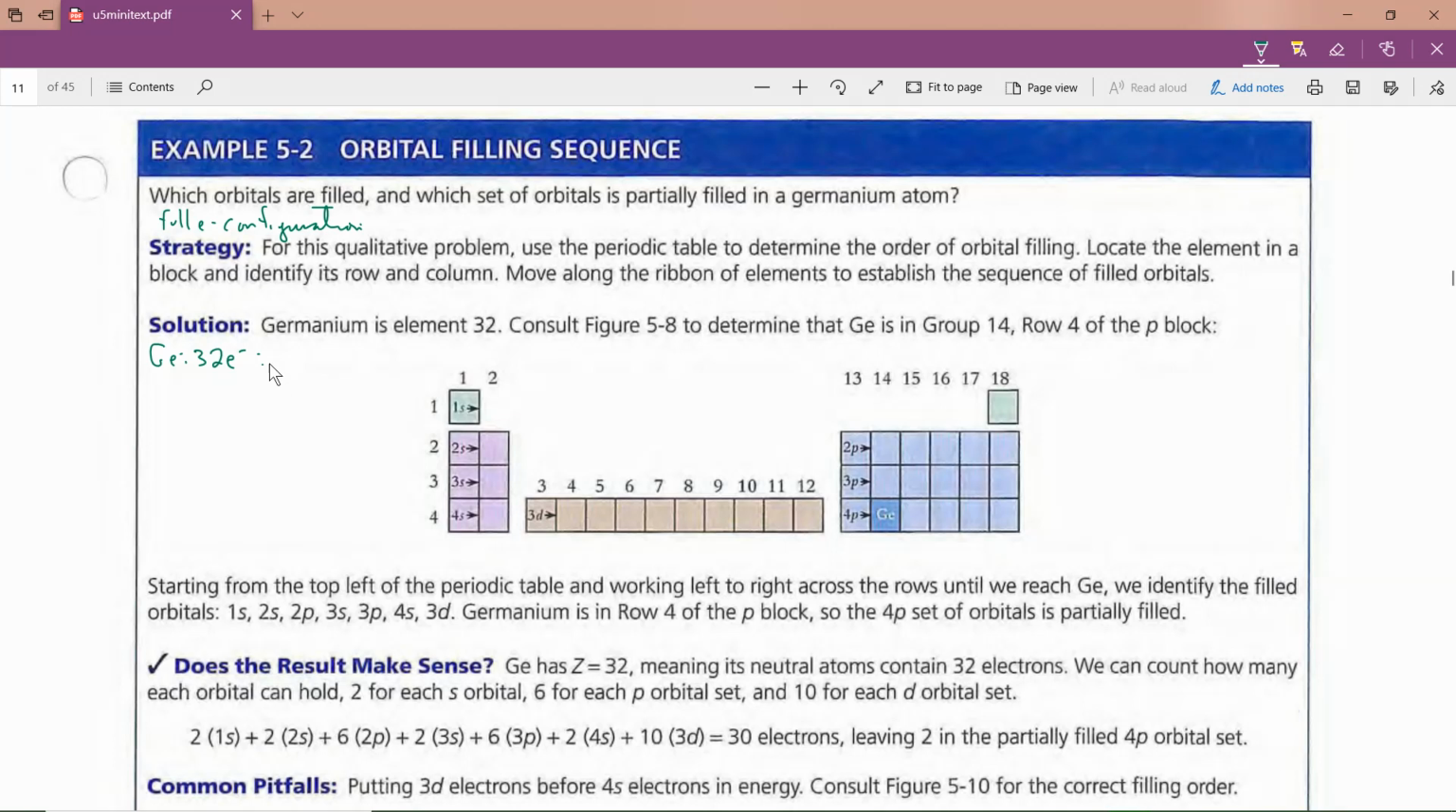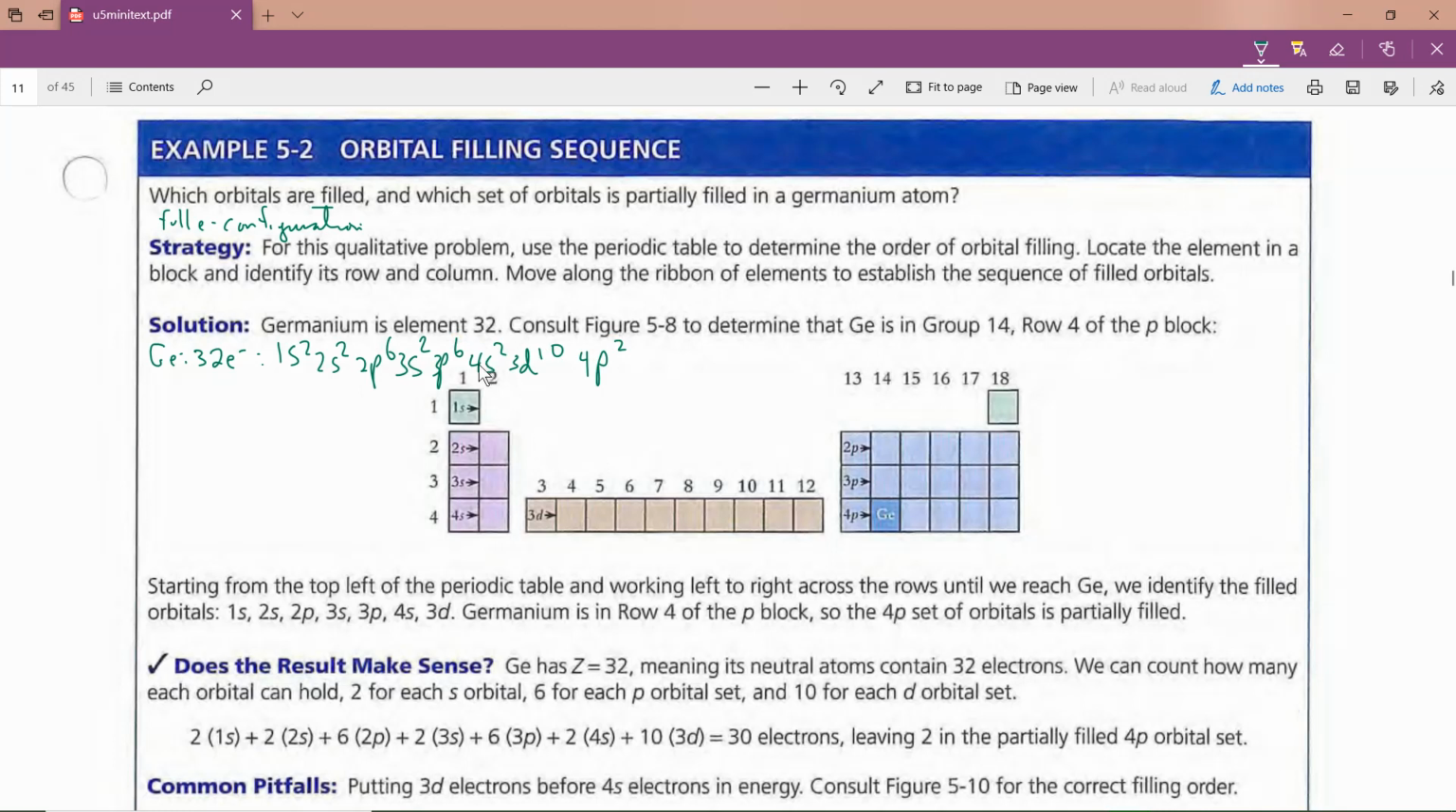So for germanium, 1s2, 2s2, 2p6, 3s2, 3p6, 4s2, 3d10. That gives us 2, 4, 10, 12, 18, 20, 30, then 4p2. So that's 32 electrons accounted for.